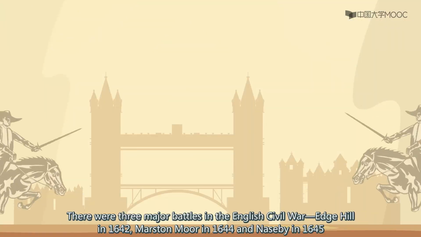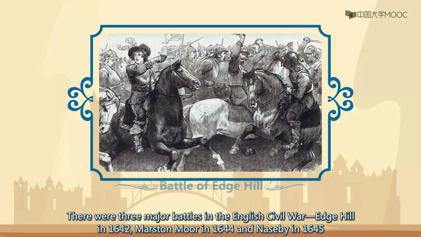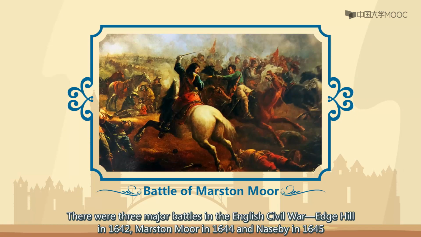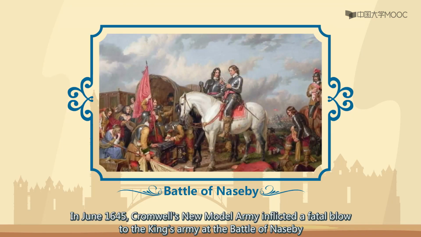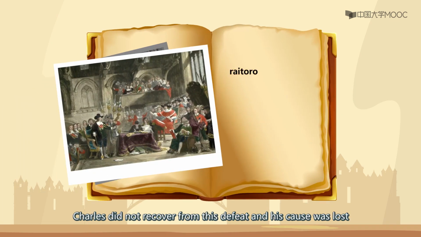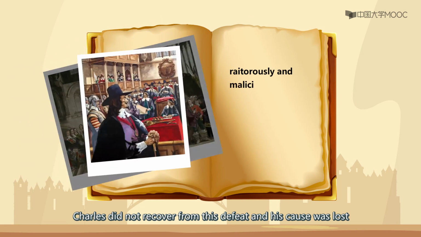There were 3 major battles in the English Civil War: Edgehill in 1642, Marston Moor in 1644, and Naseby in 1645. In June 1645, Cromwell's New Model Army inflicted a fatal blow to the king's army at the Battle of Naseby. Charles did not recover from this defeat, and his cause was lost.